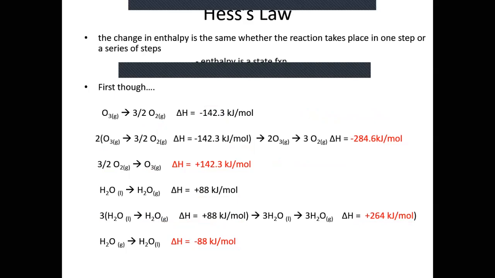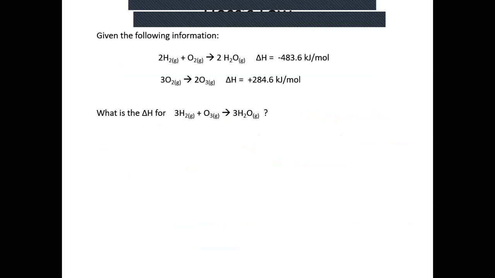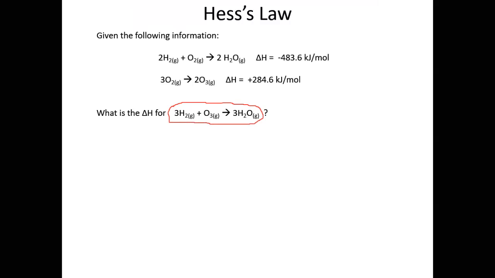Now let's look at an example. So here we've been given this information. Typically with Hess's law problems, you'll be given a series of chemical equations where the delta H is known. What you have to do is rearrange them so that when you add them together, you get the equation that you want to know the delta H for. So we want to know the delta H for this reaction here, and we're given these two equations. So we have to rearrange these equations so that when we add them together, we get this equation. So this is the equation we want: 3H2 plus ozone yields 3H2O.